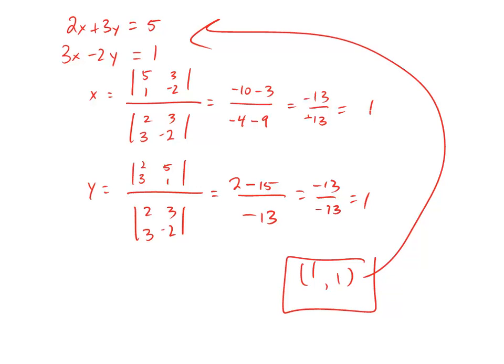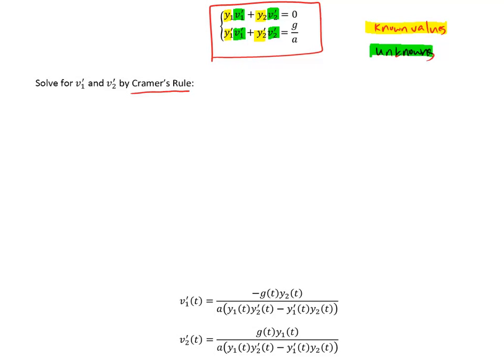Now I'm going to apply Cramer's rule back to the system we were looking at with variation of parameters. So here's our system that we want to solve for. We're solving for v1 prime and v2 prime because those are our unknowns. So v1 prime would be a determinant over a determinant. The denominator we know would be y1, y2, y1 prime, y2 prime, which by the way looks familiar. That happens to be the Wronskian of y1 and y2.